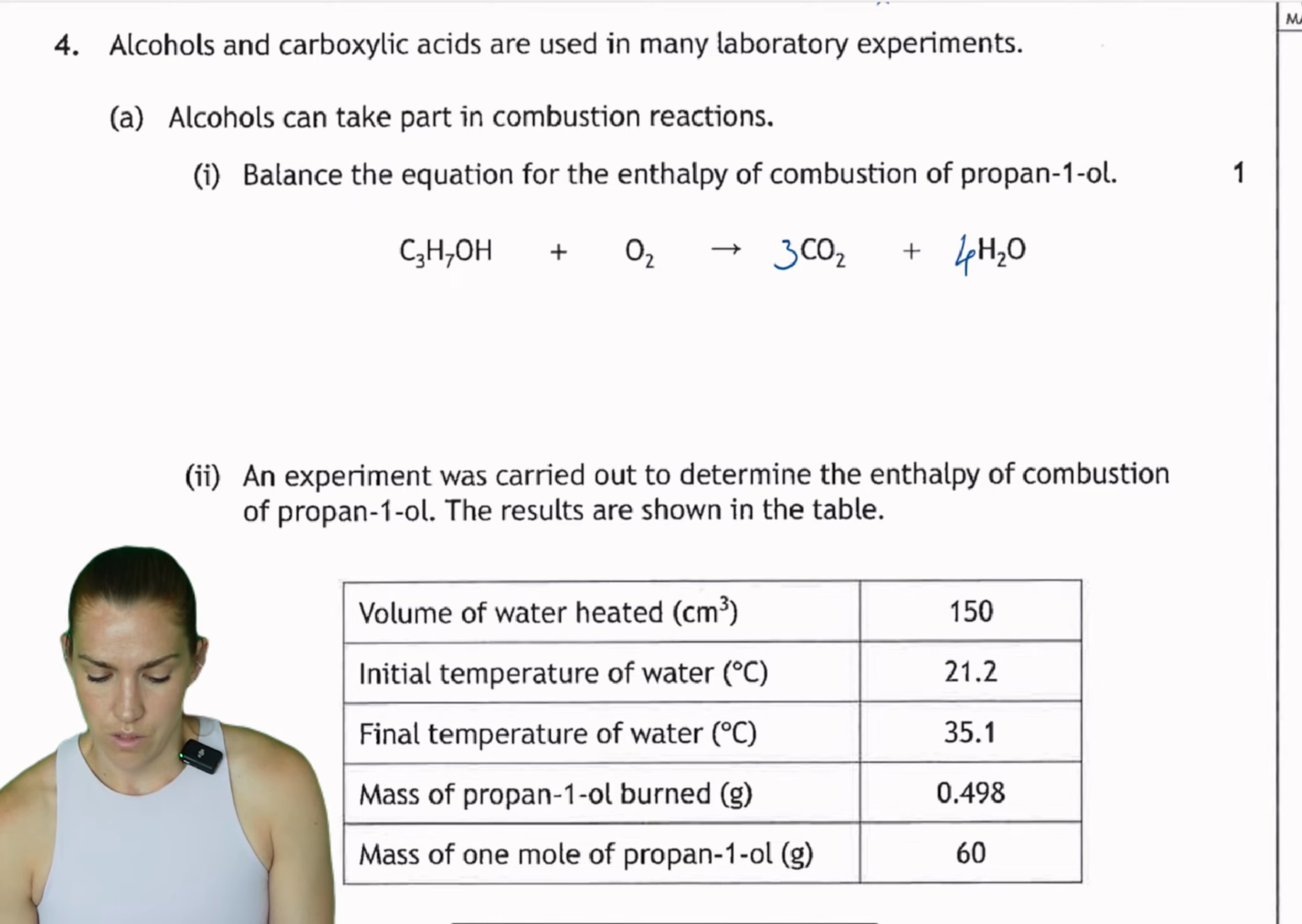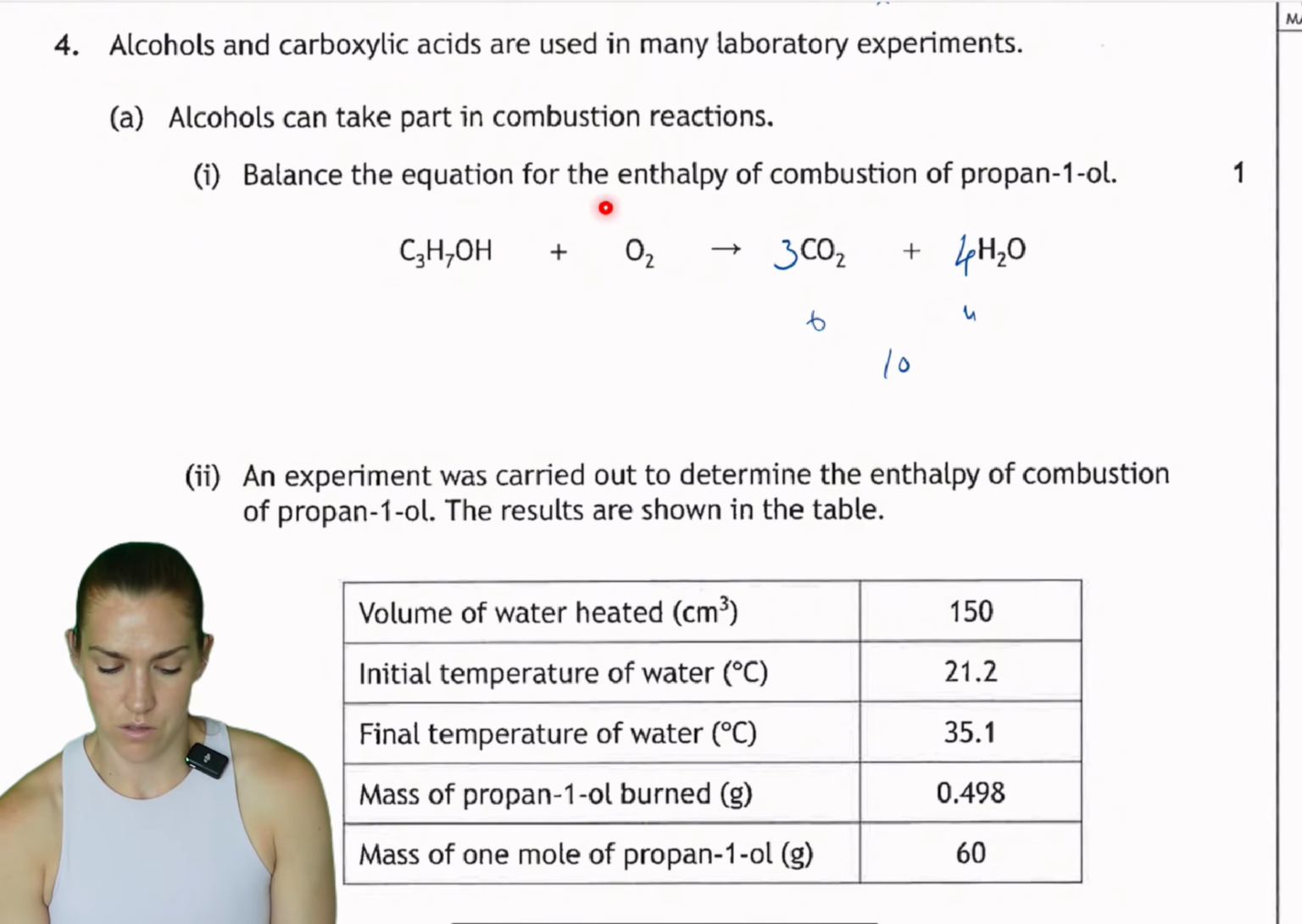And now if we look at the oxygens, there's 1, 2, 3 on this side at the moment. On this side there's 3 times 2, which is 6, plus 4, which makes it 10. So what you have to remember here is that there's 1 oxygen here already, so we actually only need 9 oxygens from the O2, which means that we need 4.5 moles of the oxygen.